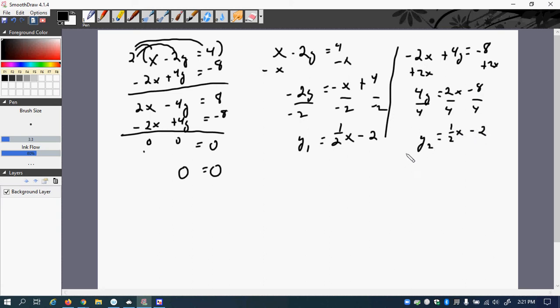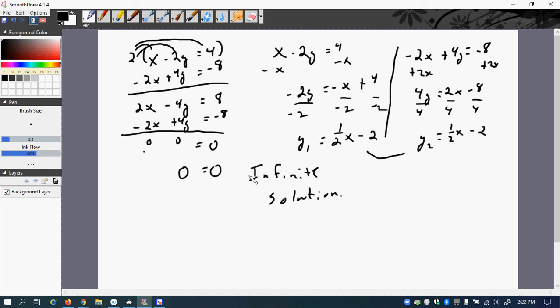And what do you know? Both equations are the same equation. So if I graph this one and I graph this one, they're both going to land on top of each other. So this is the same equation. So this is telling me that I have infinite solutions.